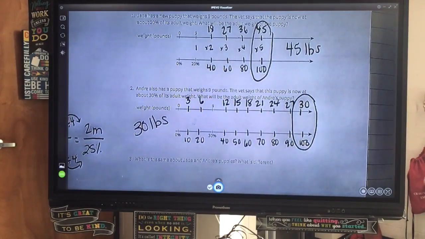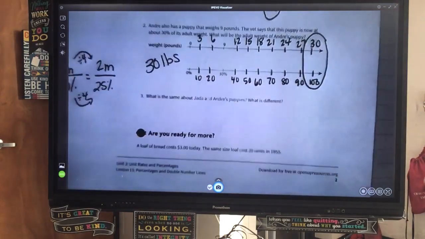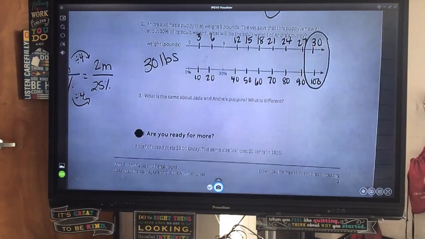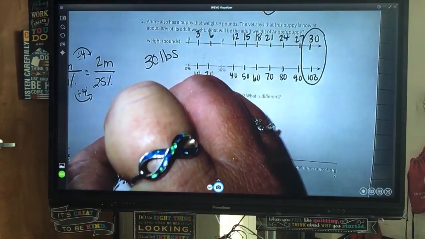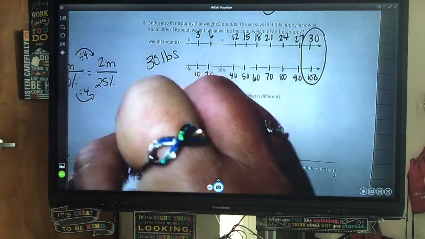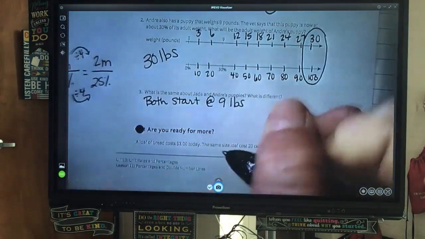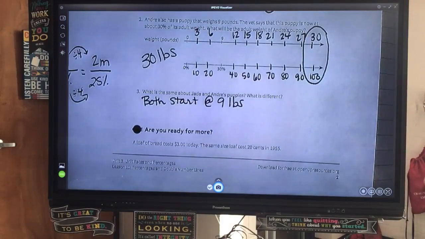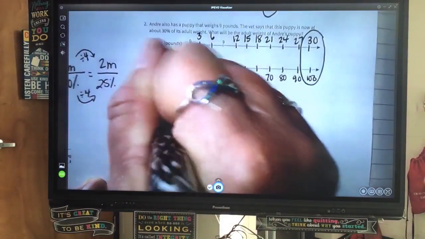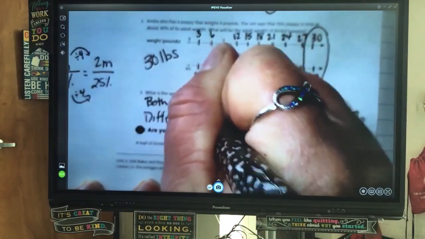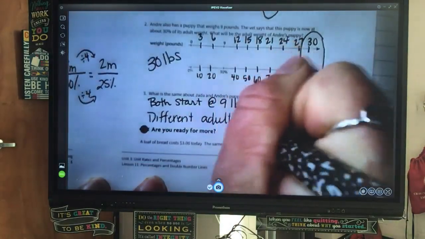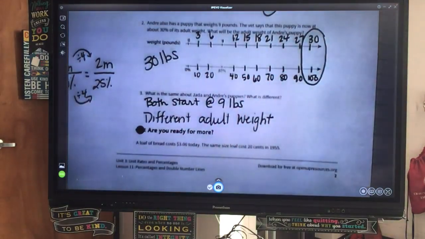All right, number 3 says, what is the same about Jada and Andre's puppies? What's the same about them? Ronnie? They each were 9 pounds to begin with. Okay, what's different about them? They have a different weight. One's 30, the other's 45. Okay, perfect.